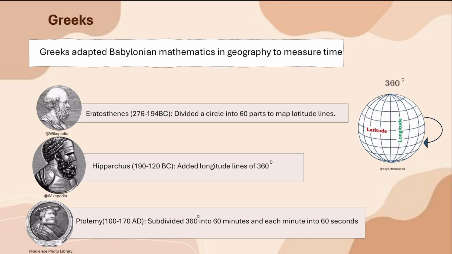For example, Eratosthenes divided the circle into 60 parts. Hipparchus introduced the concept of dividing the Earth into 360 degrees on longitude lines, and Ptolemy further subdivided degrees into minutes and each minute into 60 seconds.